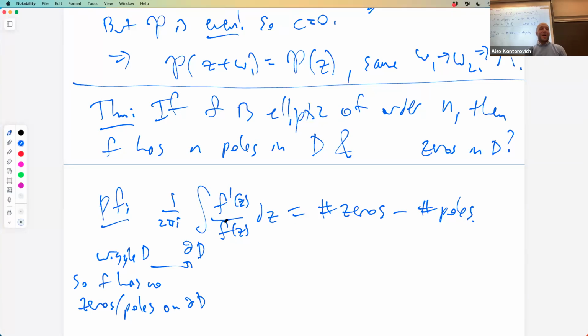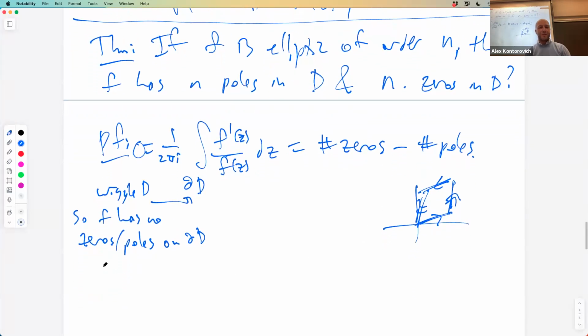Just like F is periodic, F prime is also periodic, and F prime over F is also periodic. So when you integrate over the bottom, that's the same as integrating over the top, but we're integrating in the opposite direction. And same thing for the two sides. This integral is 0. Done. So how many zeros? If it has n poles in a fundamental domain, how many zeros does it have? Also n. This is extremely powerful information, it turns out.